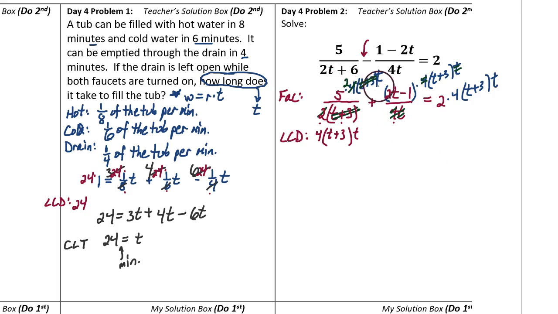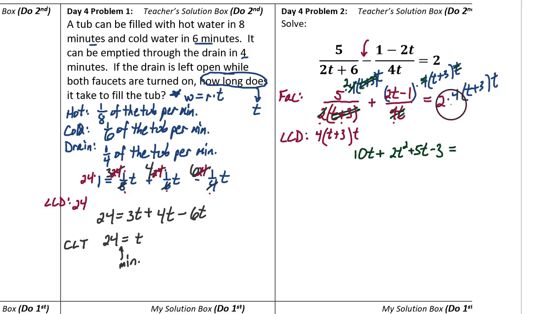Now let's multiply these numerators together and write the result down on the paper. So 5 times 2 times t makes 10t. Here in the middle, we have this binomial times this binomial. We do that using FOIL. 2t times t is 2t squared. 2t times 3 is 6t. And then negative 1 times t is negative 1t. Those combine to positive 5t. Negative 1 times 3 is minus 3.